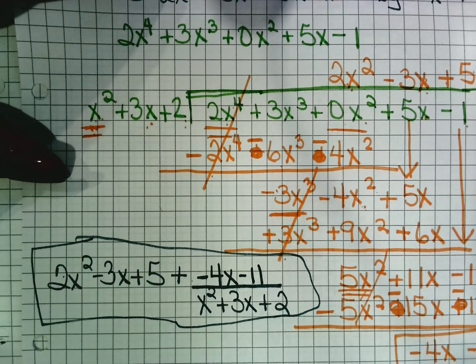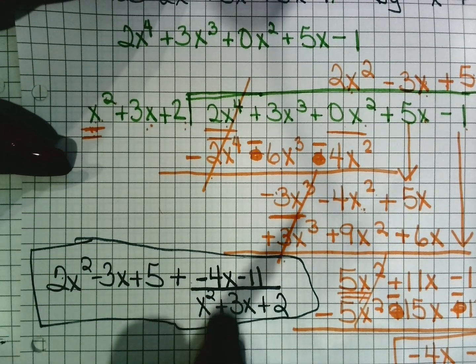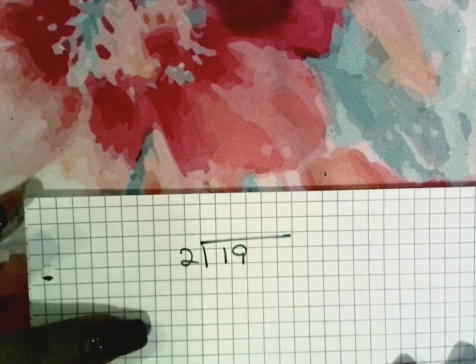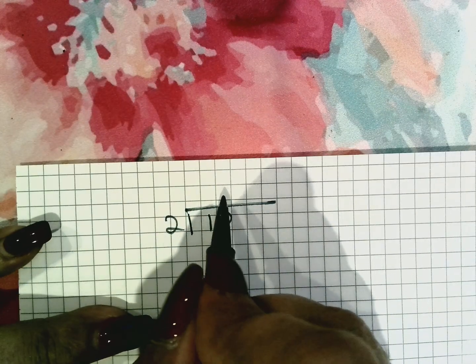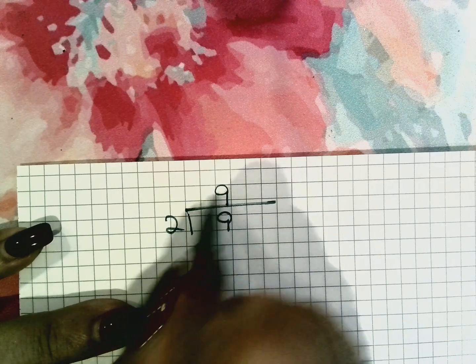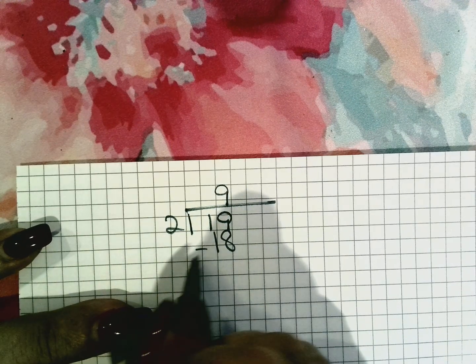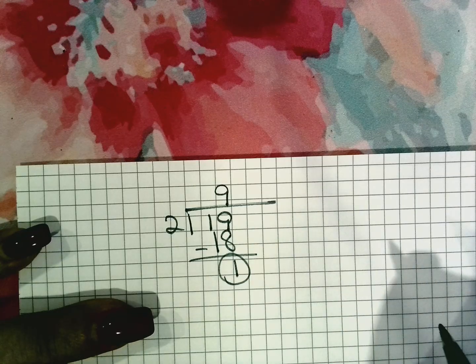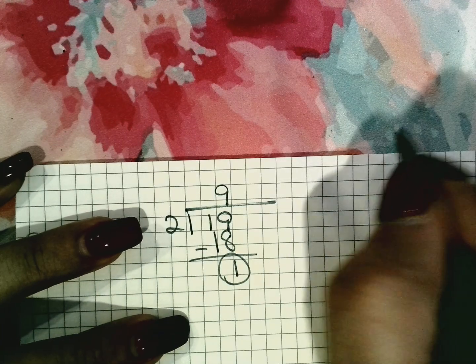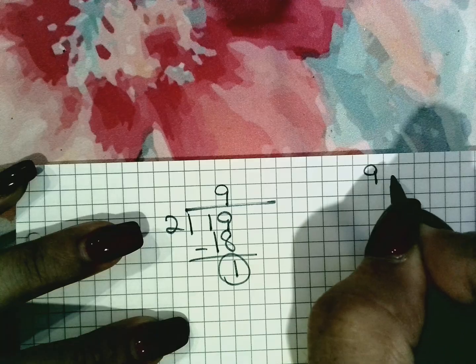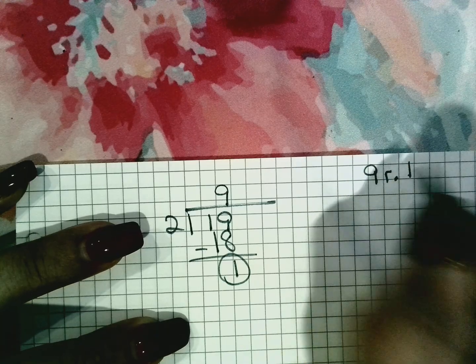Okay? Now, this might not look familiar to you, but for example, let's say we had 19 divided by 2, right? 9 times 2, that's 18. We have a remainder of 1, okay? Back in, I don't know, 5th grade, you probably wrote 9, remainder 1.